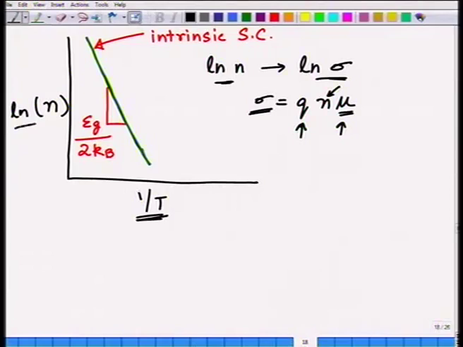Therefore, if you were to plot conductivity, and conductivity is relatively easy to measure, if instead of log n I plotted log of conductivity and you measured it as a function of temperature, then this could be a method to determine what the band gap Eg is, because the slope divided by 2 kb will give you the band gap. All right. So, this is what I wanted to tell you about intrinsic semiconductors and also the general comments.